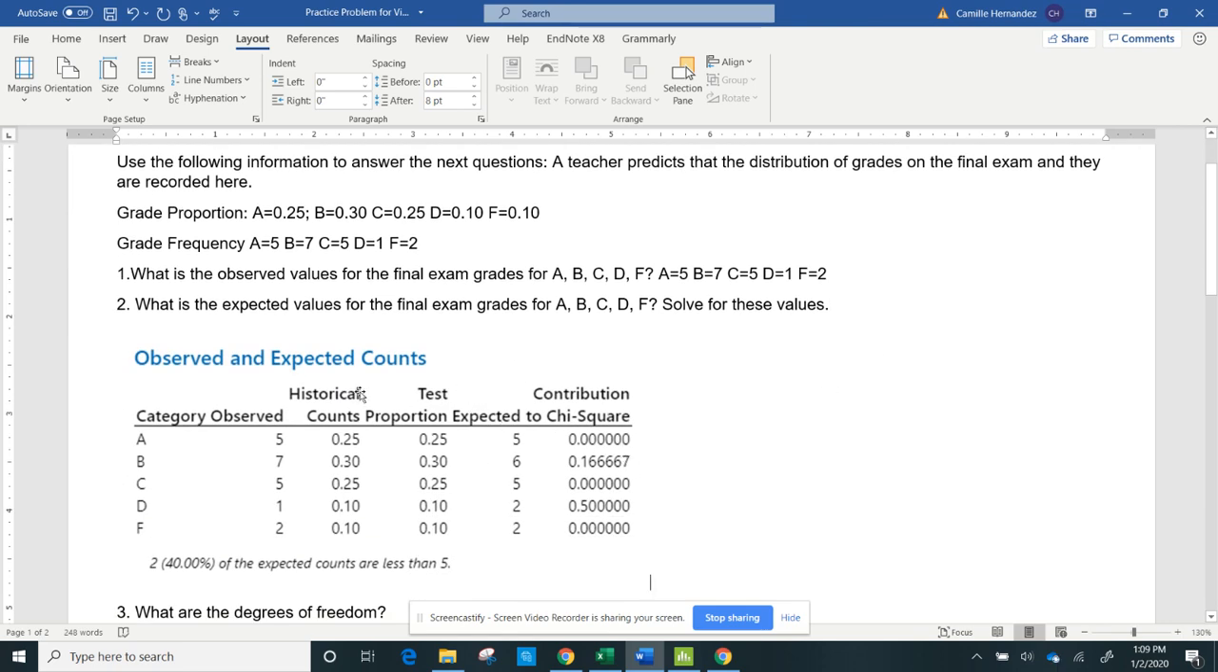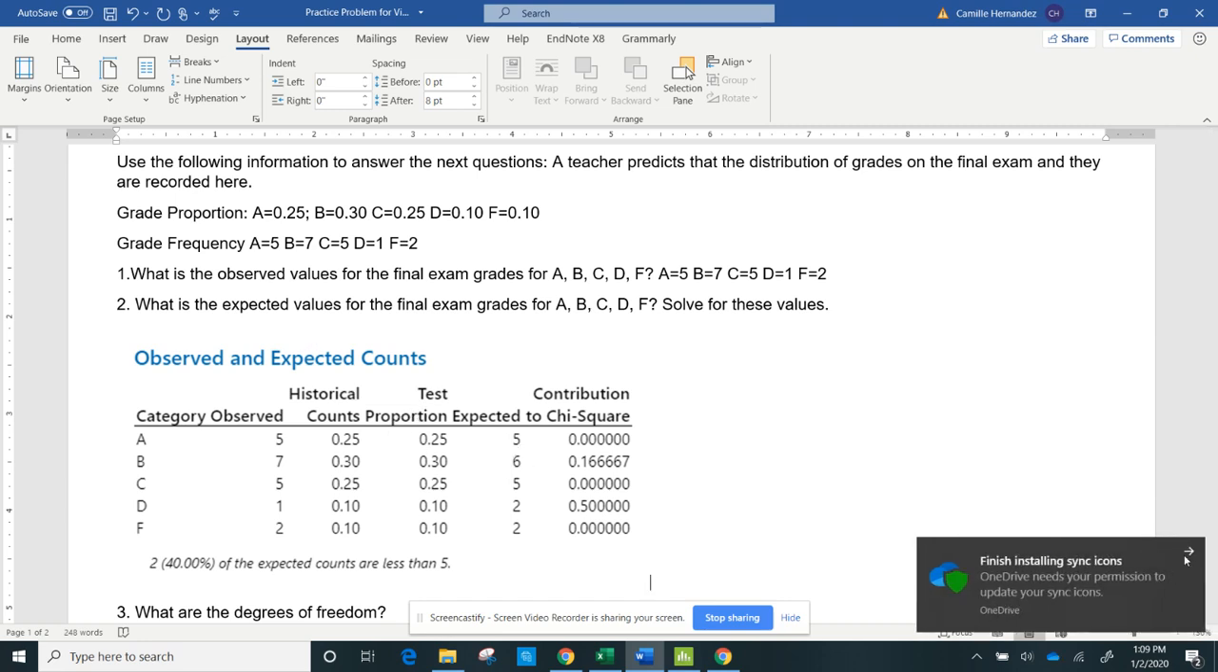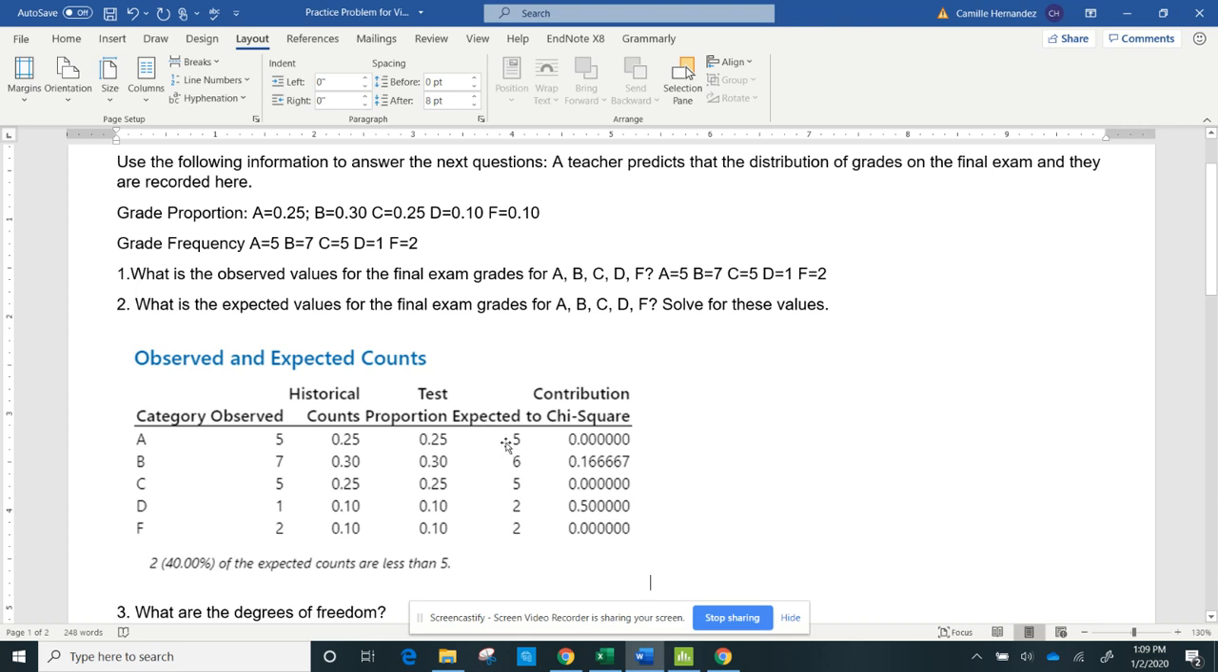All right, so what does that give me? Remember those expected values that I wanted? They're right here. My expected value for an A is 5. My expected value for a B is 6. My expected value for a C is 5. D is 2. And F is 2.